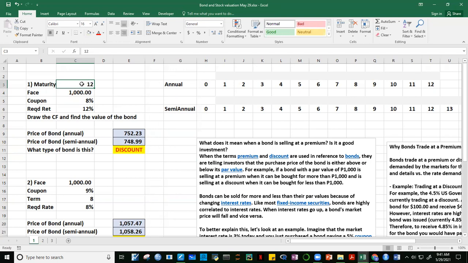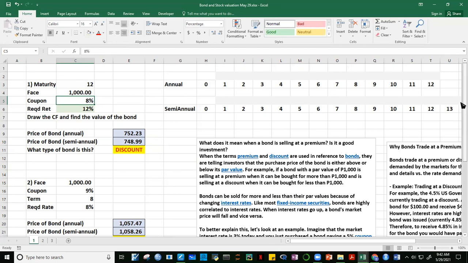Okay, but there's this other information about the required return, which is the existing or prevailing market rate. Which means that any bond of the same nature in the market today pays 12%. But the bond that you're going to invest in will only pay 8%. So what does this mean? Okay, let's take a look.